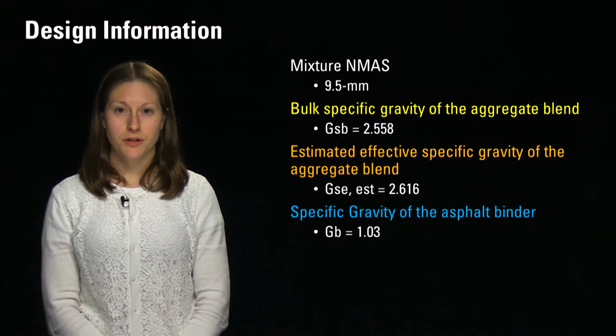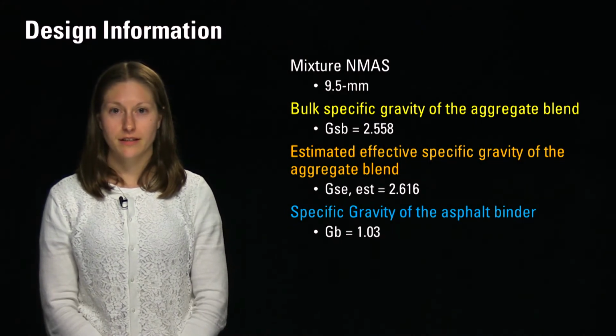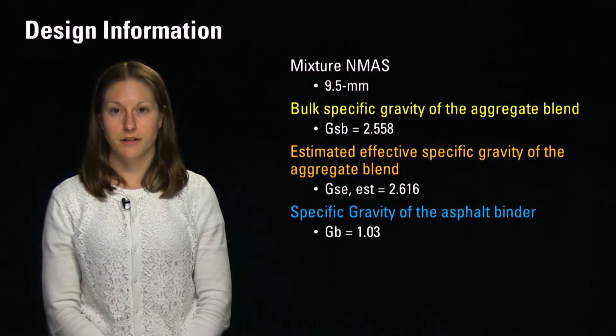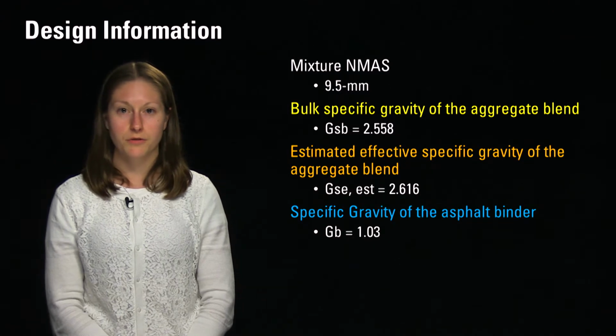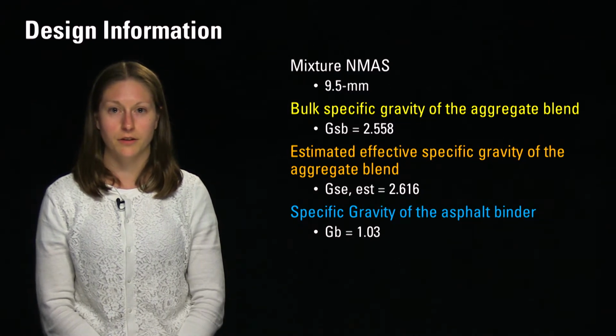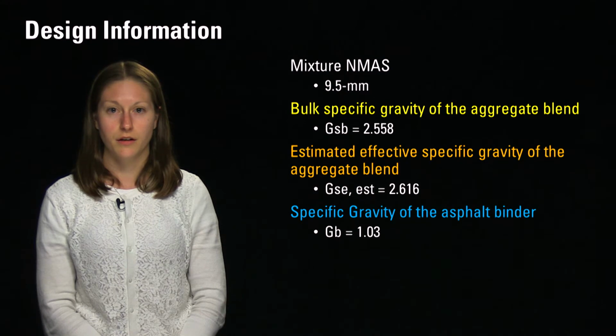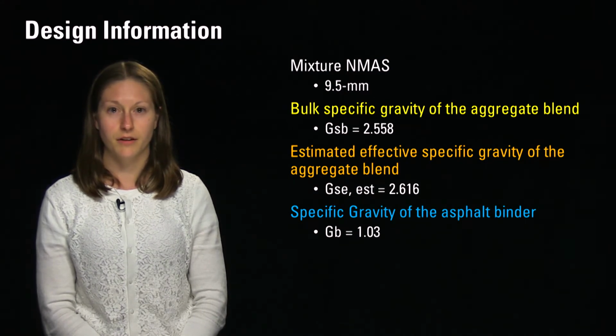Once we've established our trial aggregate blends, our next step is to select the trial asphalt content, expressed as a percentage of the total mixture mass. We'll walk through the process to select the trial asphalt content for aggregate blend 1. The information that we need corresponding to aggregate blend 1 is given on this slide.